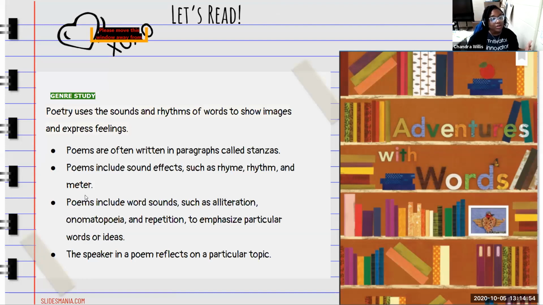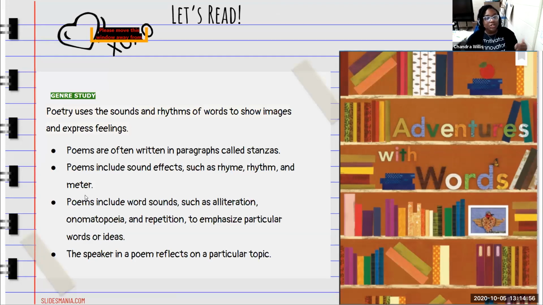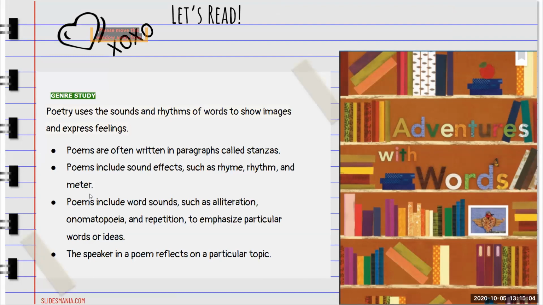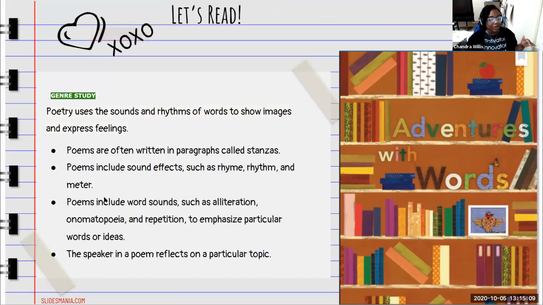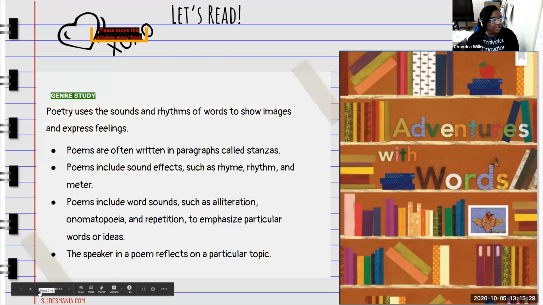All right, so poetry uses rhythms and words to show images and express feelings. Poems are often written in paragraphs called stanzas. Poems include sound effects such as rhythm, rhyme, and meter. Poems include word sounds such as alliteration and onomatopoeia. We're going to learn those two words tomorrow. And repetition to emphasize particular words or ideas. The speaker in a poem reflects a particular topic. All right, that's the genre study.